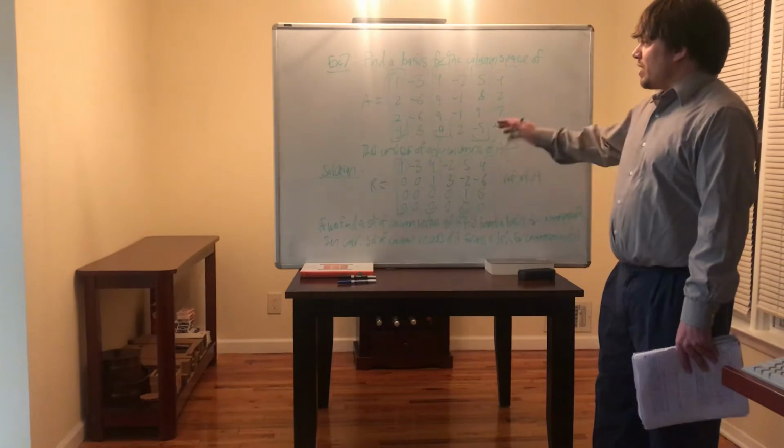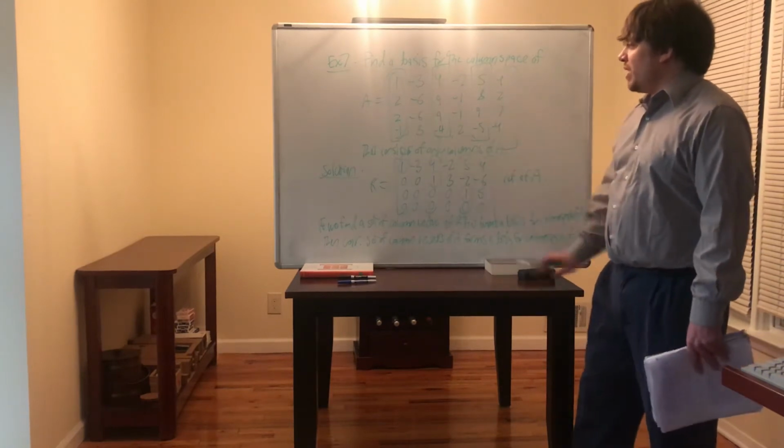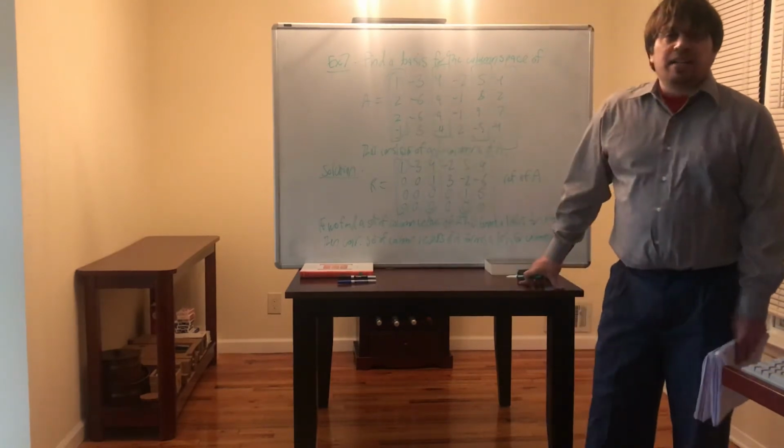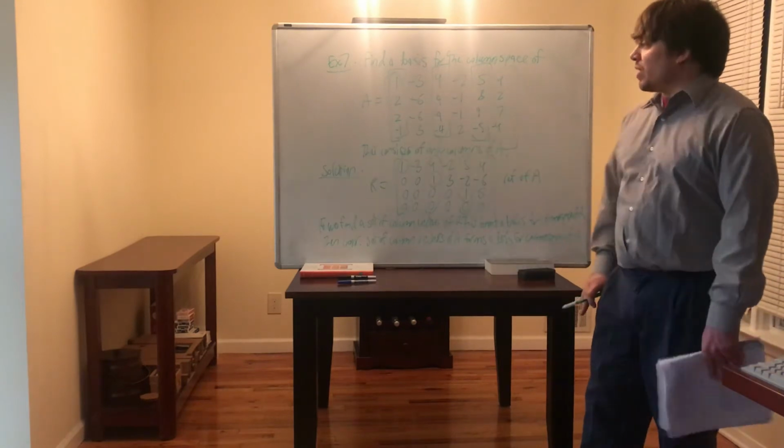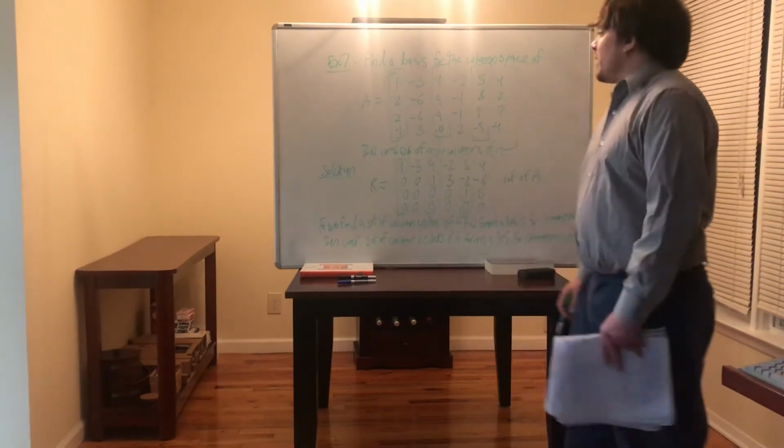Okay? And so that's the answer. We found a basis for the column space of A is the first, third, and fifth columns of A. And they only consist of column vectors of A. That's example 7.